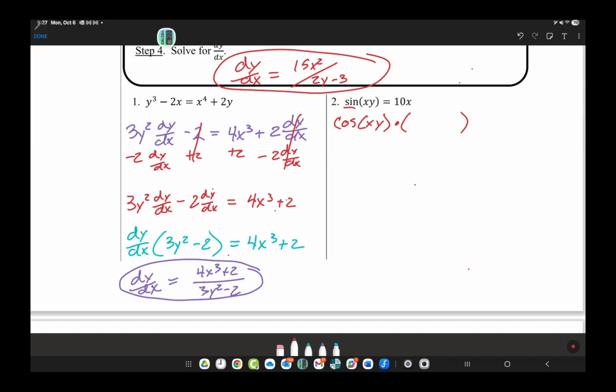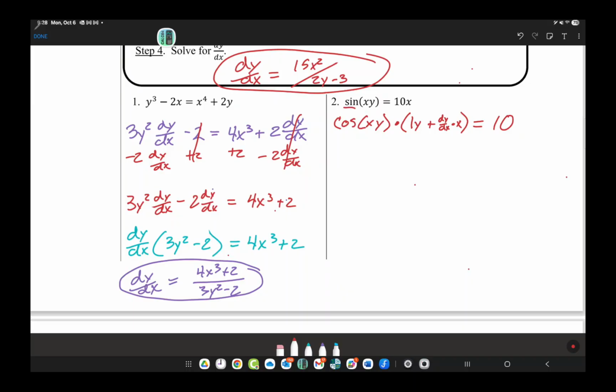So for this, we do the derivative of the first part. So the derivative of x times y. What's the derivative of x? 1 times y plus the derivative of y, which is dy dx times x is equal to 10. So just to refresh that, we do the derivative of x times y plus the derivative of y times x.